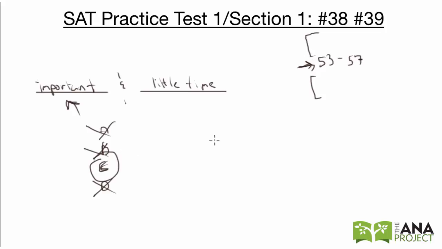Now let's look at 39. Number 39 is basically asking us, okay, where did you find it? Where's the proof? So where did we find that? "And they are very important questions, and we have very little time in which to answer them." If you look at the text, that comes from lines 48 through 49. So A, B, C, D: where is lines 48 through 49? That's answer choice B.